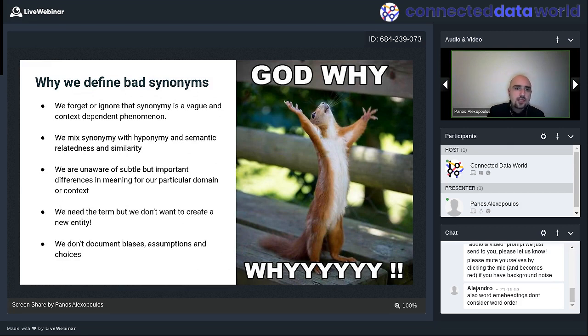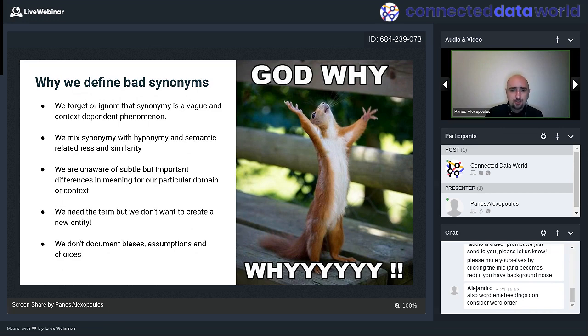Another thing is that we mix synonymy with hyponymy and semantic relatedness. I've seen many examples where people take two terms which have similarities and are related, and they say, yes, consider them identical and put them under the same concept. It may also be that we are unaware of subtle but important differences in meaning for the particular domain or context. And sometimes we also need the term, but we don't want to create a new entity.